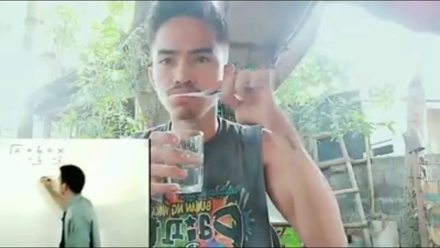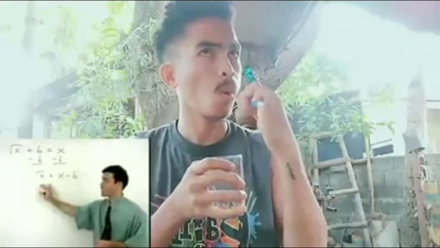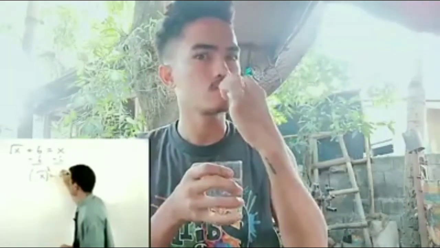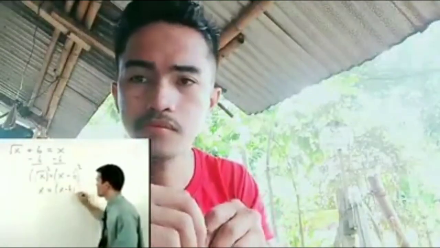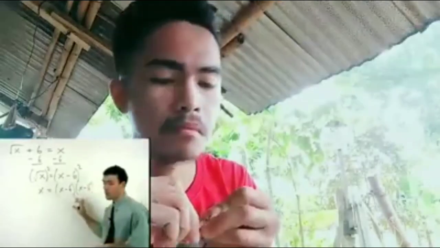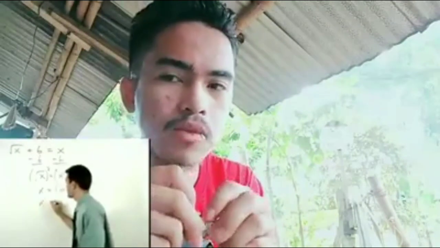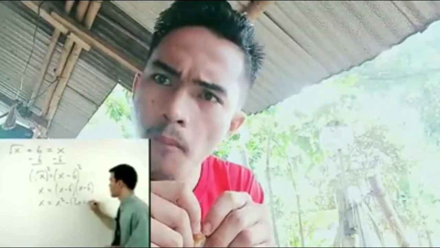We start this problem by isolating the radical on the left side of the equation. So subtracting 6 from both sides, we have the square root of x equals x minus 6. Next, to get rid of the radical, we square both sides of the equation. Notice that on the right side, x minus 6 squared must be thought of as x minus 6 times x minus 6. So we have x equals x minus 6 times x minus 6. And foiling the right side, we have x equals x squared minus 12x plus 36.